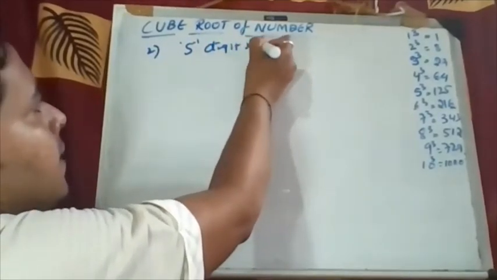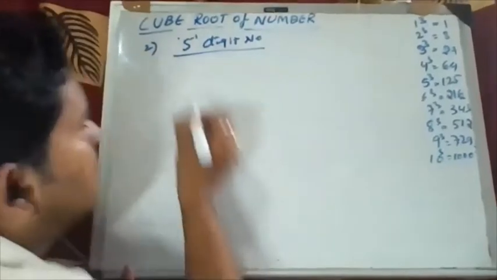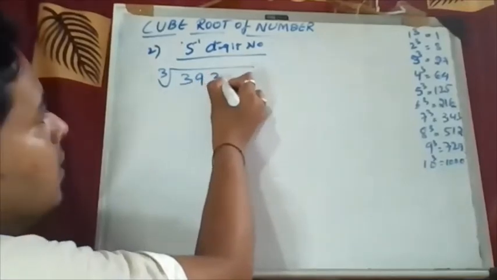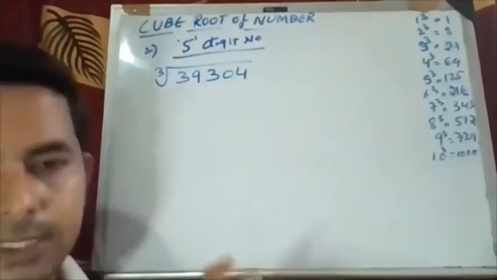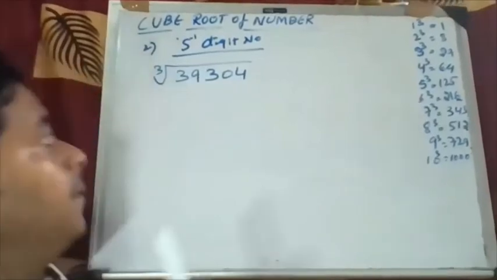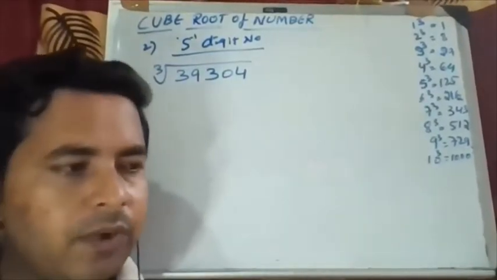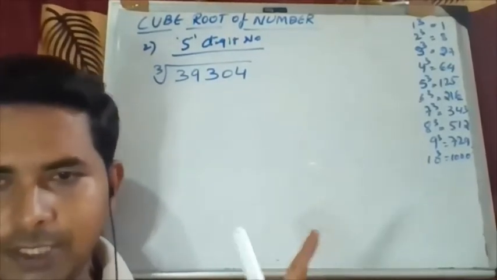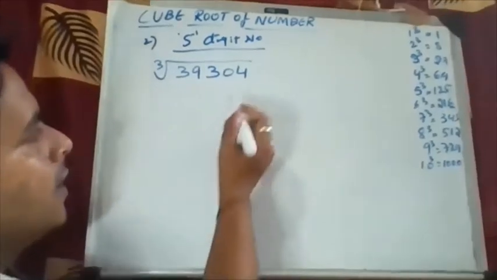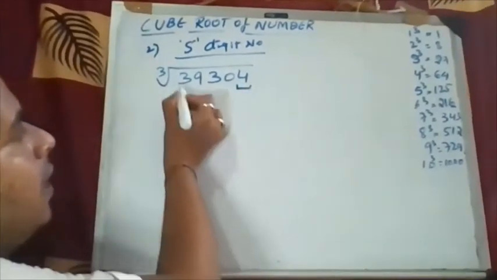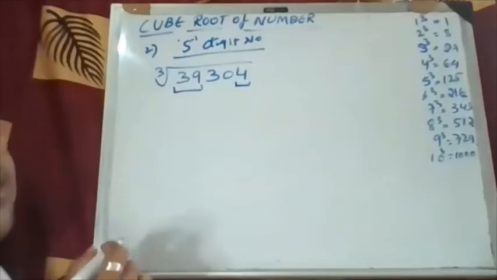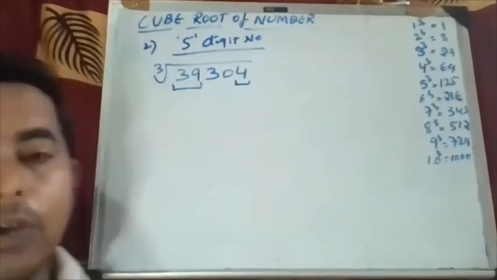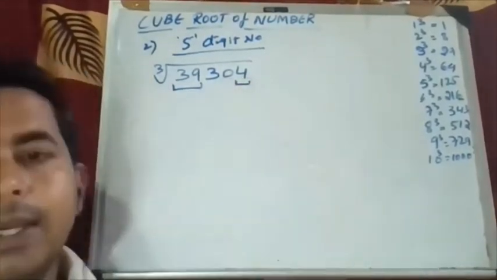Okay, we'll see the cube root of a 5 digit number. So I'll take a 5 digit number now. What will be the cube root of 39304? Now again the same method, but here what you have to do, in the 4 digit number we took only one number, the first digit and the last digit. So what you have to do here, consider the last digit and the first 2 digits. Here you have to consider the first 2 digit number, not a single number.